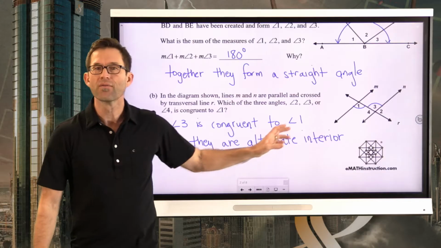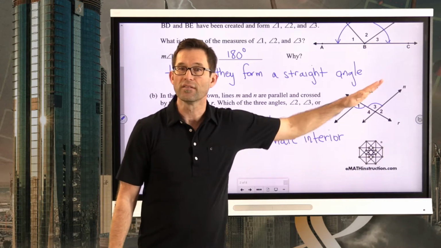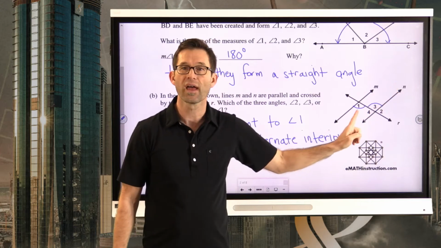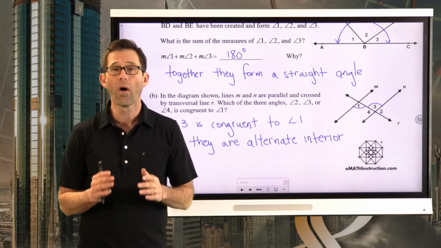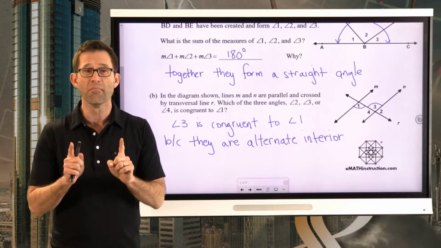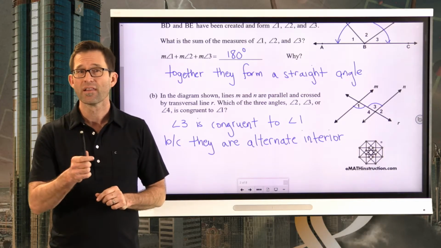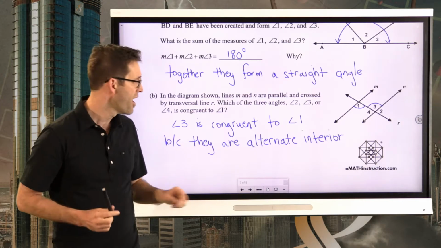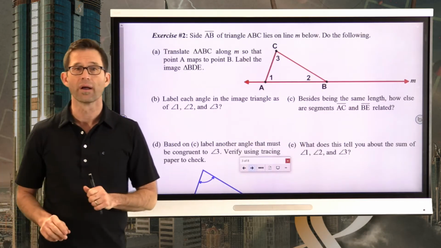Now, it might be a little bit difficult because of the way this is oriented, but obviously 1 and 3 are interior of the two parallel lines, and they are on opposite sides of that transversal, so they are alternate interior angle pairs created by parallel lines. They must have the same measure. They must be congruent. All right, let's keep going with this and see how we can figure out what's going on with the angle sums of a triangle.